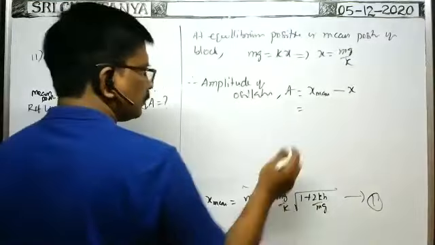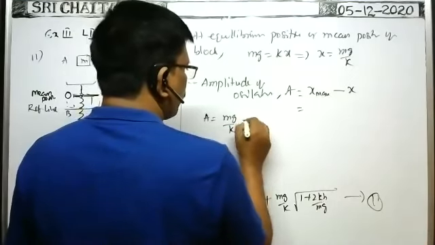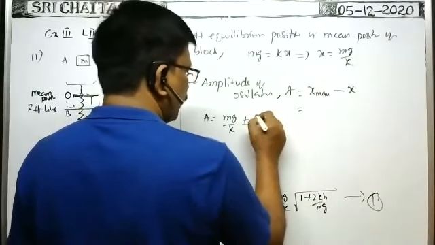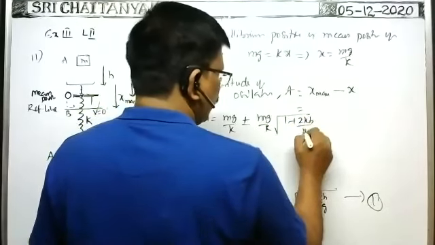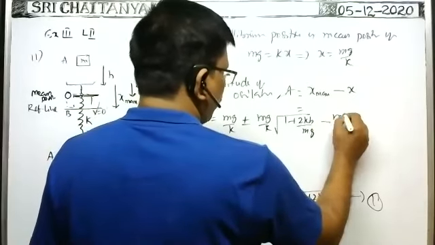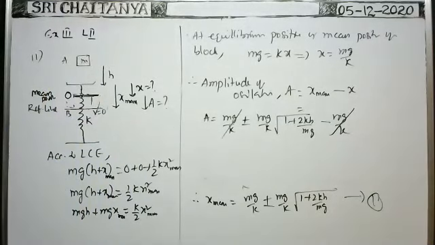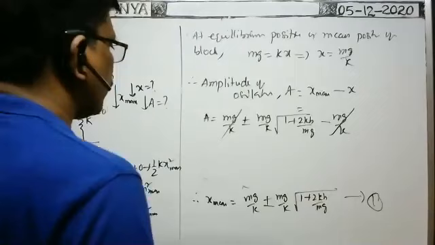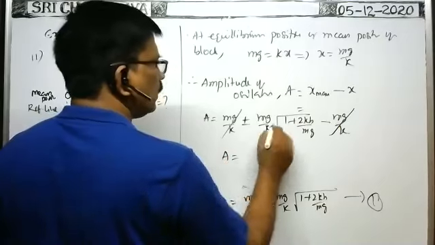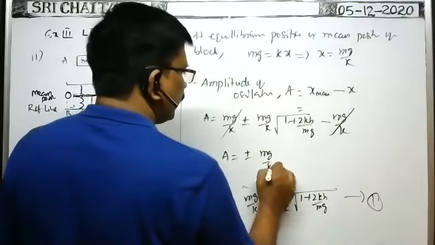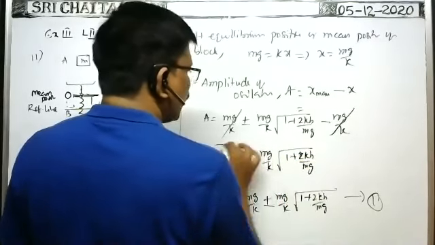X max means this one. So therefore, A is equal to mg by k plus or minus mg by k into root of 1 plus 2kh by mg, minus x, which means mg by k. Minus mg by k plus mg by k cancel. Once these two cancel, the amplitude A is equal to plus or minus mg by k into root of 1 plus 2kh by mg. This is the amplitude of oscillation.